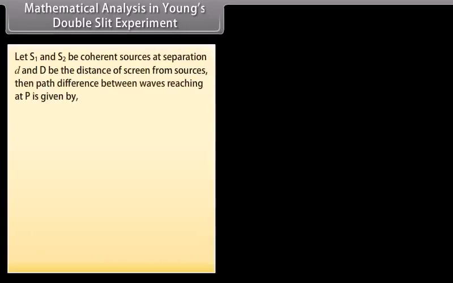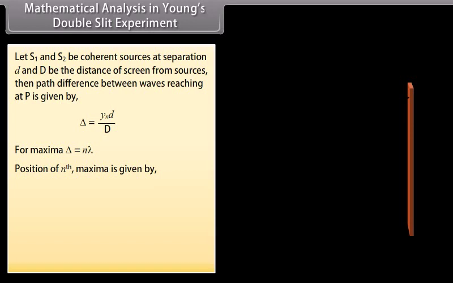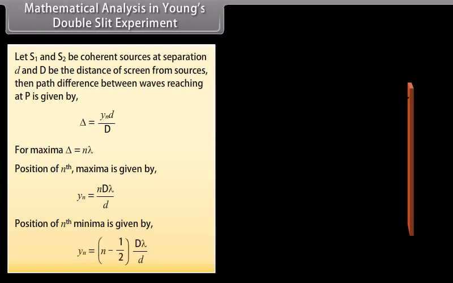Mathematical analysis in Young's double slit experiment. Let S1 and S2 be coherent sources at separation small d, and capital D be the distance of screen from sources. Then the path difference between waves reaching at P is given by the product of yn and d divided by capital D. For maxima, delta is equal to n lambda, and the position of nth maxima is given by n capital D lambda upon small d. The position of nth minima is given by (2n minus 1) upon 2 into capital D lambda upon small d.